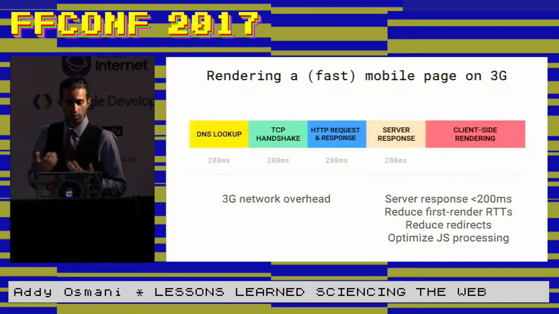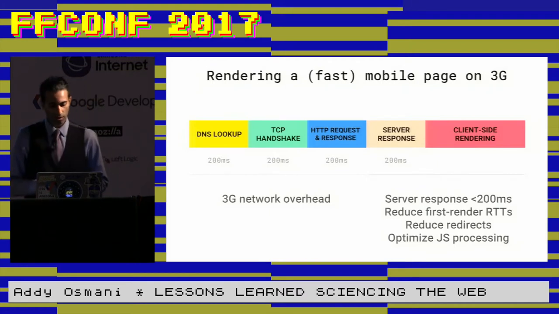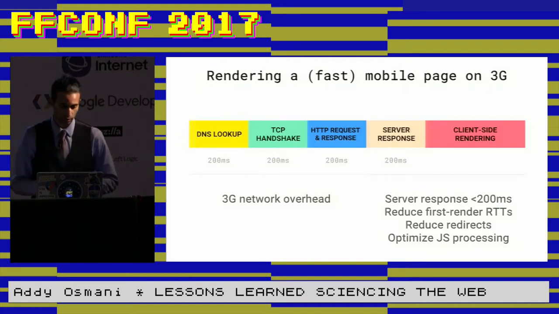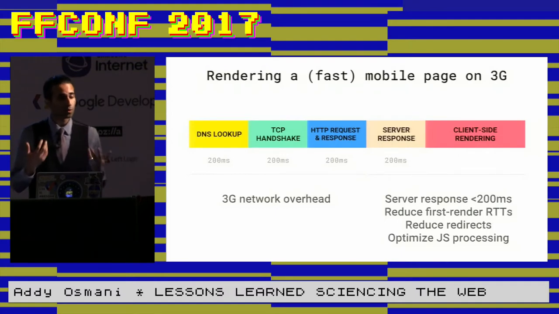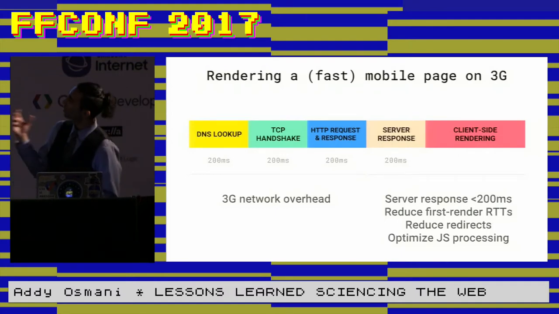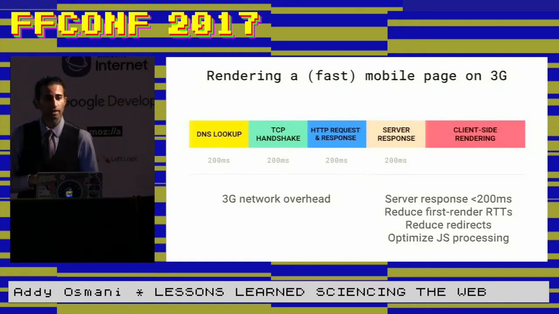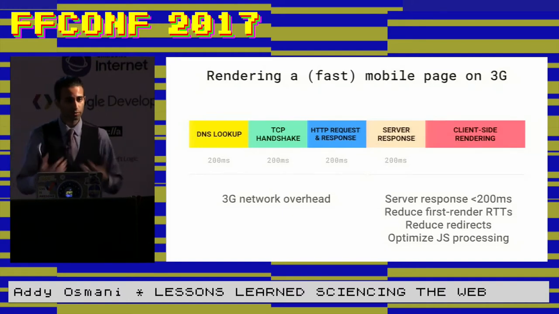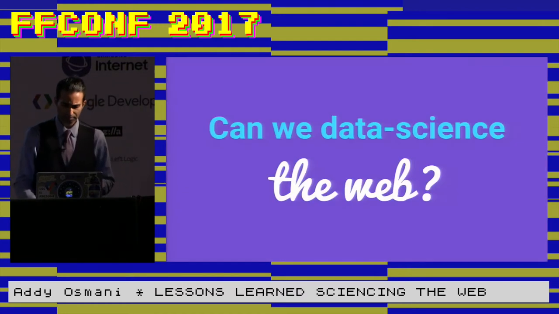If we're trying to render a web page quickly on 3G, this is what the typical sequence of communication between a browser and a server might look like. You can end up spending 600 milliseconds of this time just by the network overhead. The place where we have the ability to actually influence this is the server response and our client-side rendering. So today we're going to spend a lot of time on the client-side rendering part and trying to figure out how to optimize that.